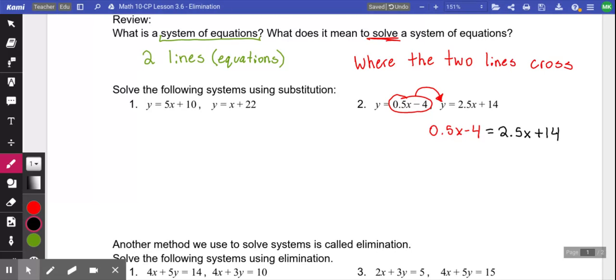Once you've done that, you should only have one letter left. If you look, the only letter I have is x. I mean, I have two of them, but all the y's are gone. That's because I substituted properly.